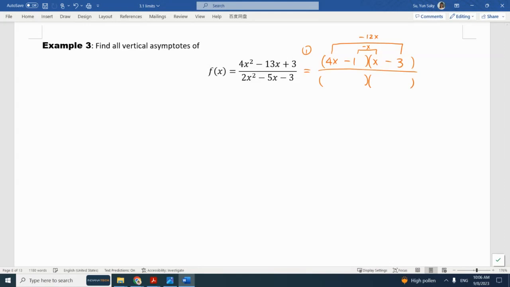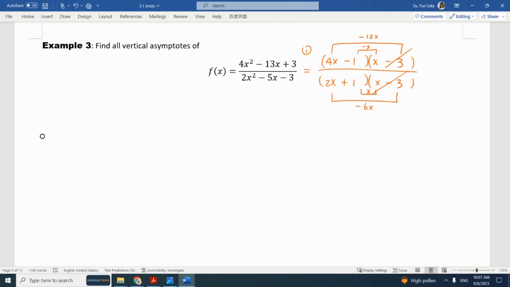How about the denominator? We multiply the outside, we get 2x times negative 3 is negative 6x. Multiply the inside, we get x. So when we add them, we get minus 5x. This is the correct factoring. Do you see we have a common factor x minus 3? Yeah, we can cancel them, simplify them.